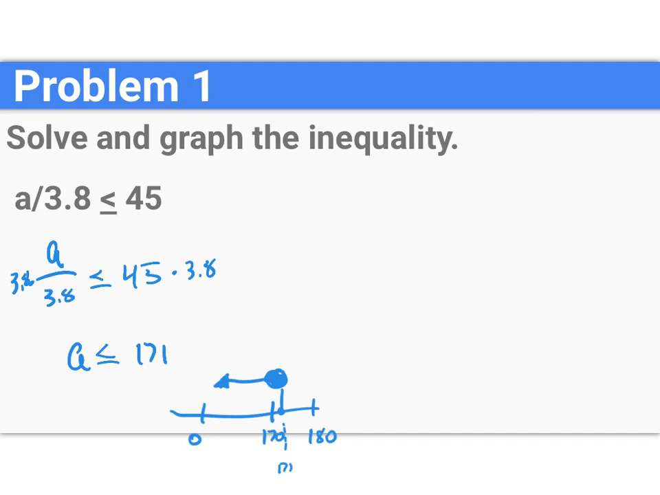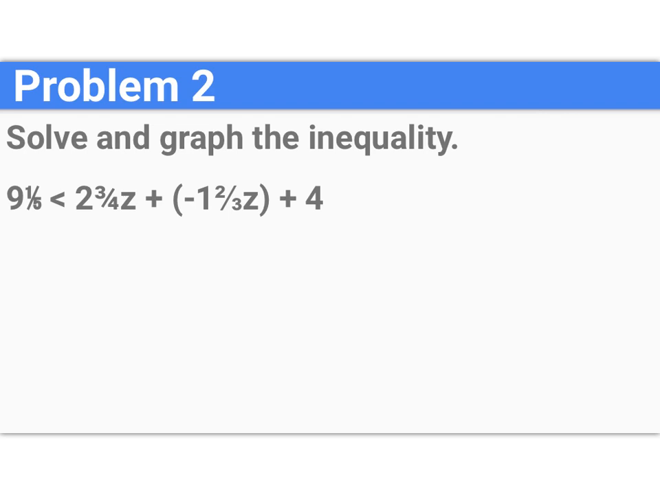So this is more representative of how you will see these questions. You'll see an open line that might be marked off in 5 or 10 or whatever, and you're going to have to fill in your dot. 171 is bigger than 170, so it does not go on 170. It goes slightly to the right of 170.